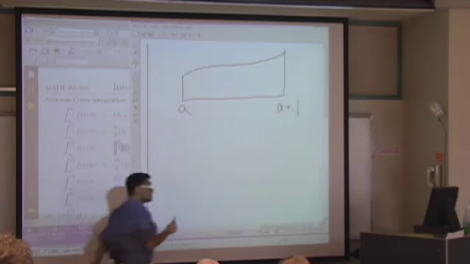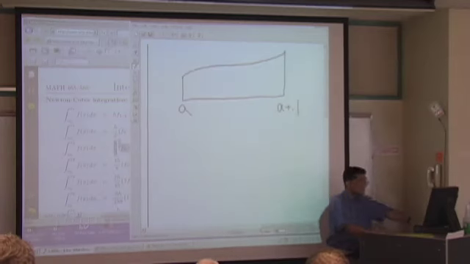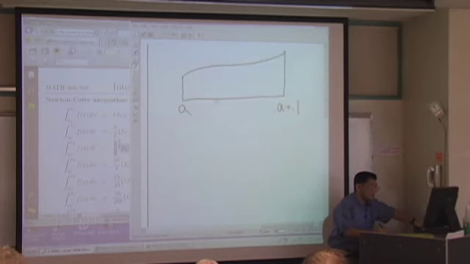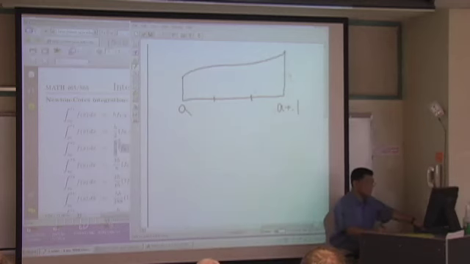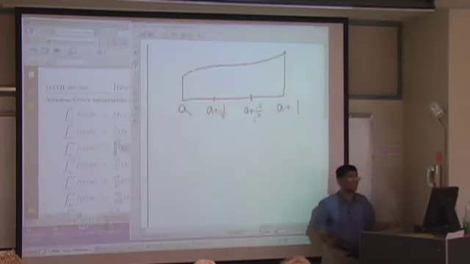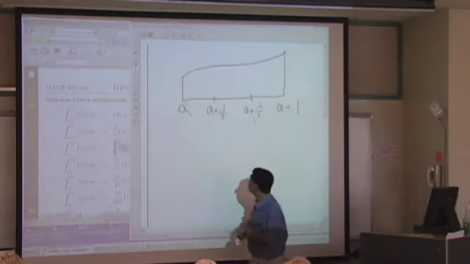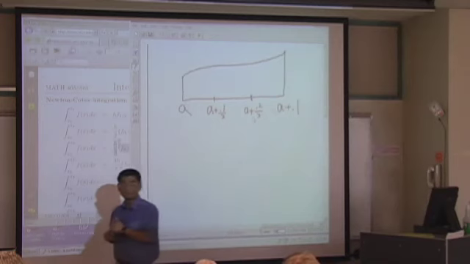Then the next method is breaking this up more. So total 3 times, right? 3 evenly divided subintervals, right? And this point is a plus 0.1 over 3, right? a plus 0.2 over 3, right? a plus 0.3 over 3. So these are used.